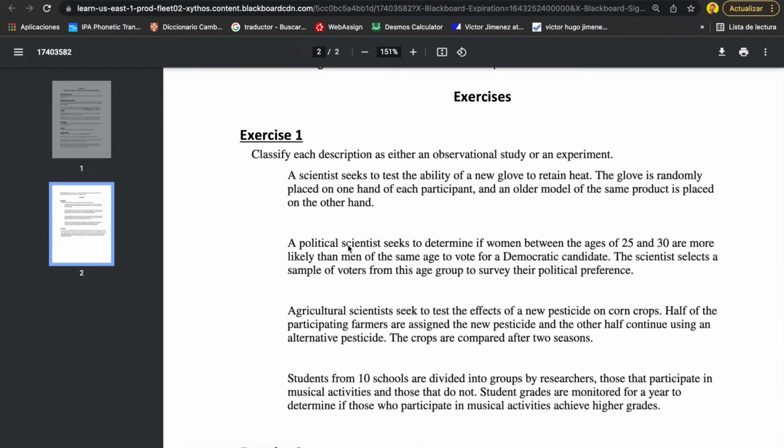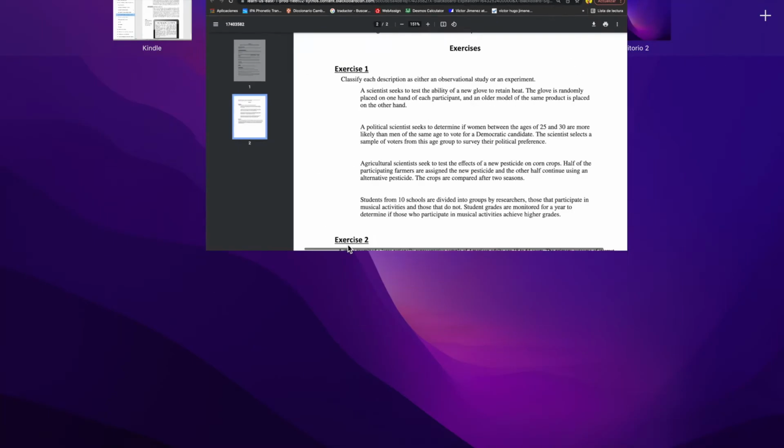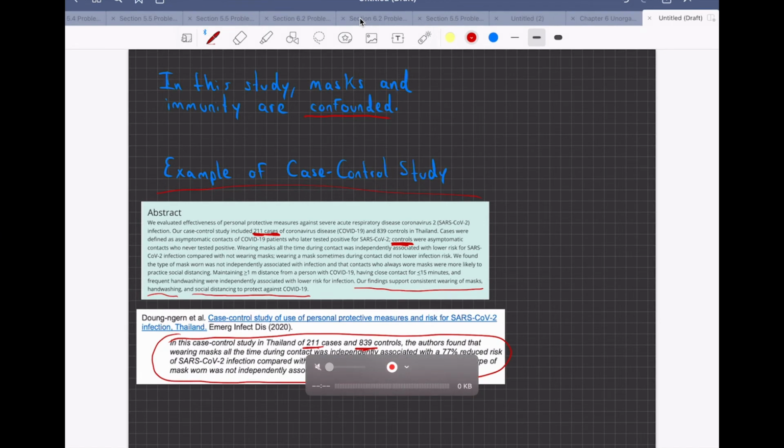All right, so here, it's simple. Classify each description as either an observational study or an experiment. It says, number one, a scientist seeks to test the ability of a new glove to retain heat. The glove is randomly placed on one hand of each participant, and an older model of the same product is placed on the other hand. So in this case, let me do it here.